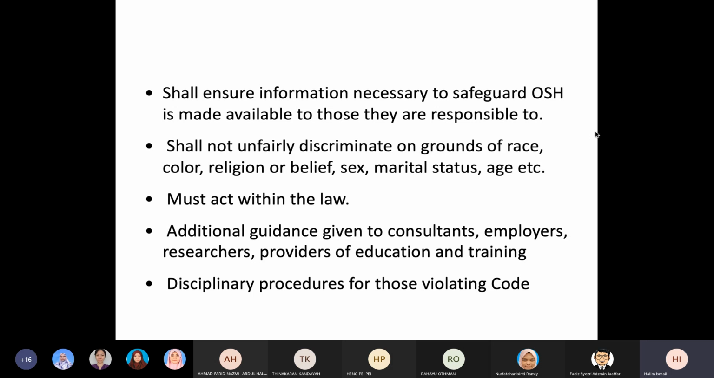Additional guidance given to consultants, employers, researchers, providers of education and training. Disciplinary procedure for those violating. Okay.